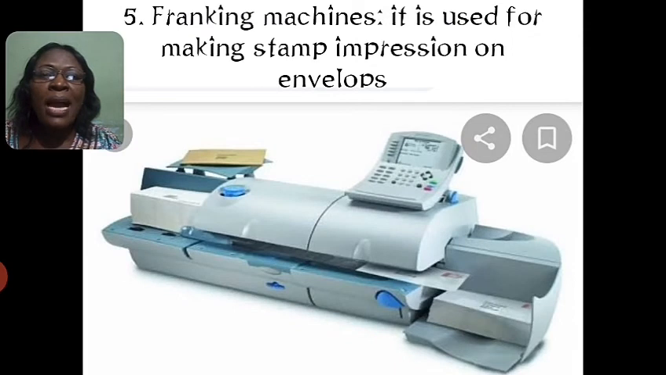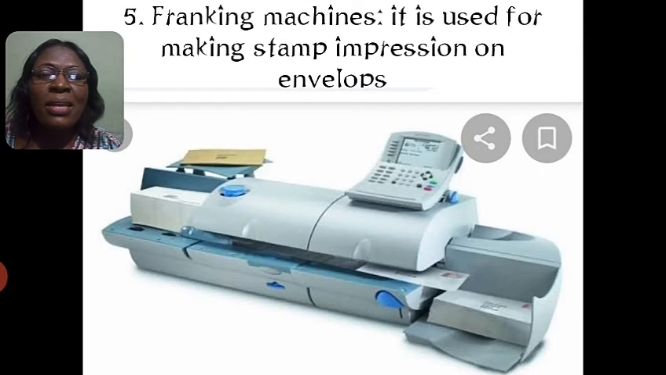Okay, then another one is the franking machine. This is a machine used to make stamp impressions on envelopes. This machine is usually used by big offices that send huge volumes of mails. So instead of going to the post office to buy stamps or pasting stamps, they carry their machine to the post office, and the post office will fix the amount of stamp they want on it, and they will stay in their office and be stamping the envelopes.